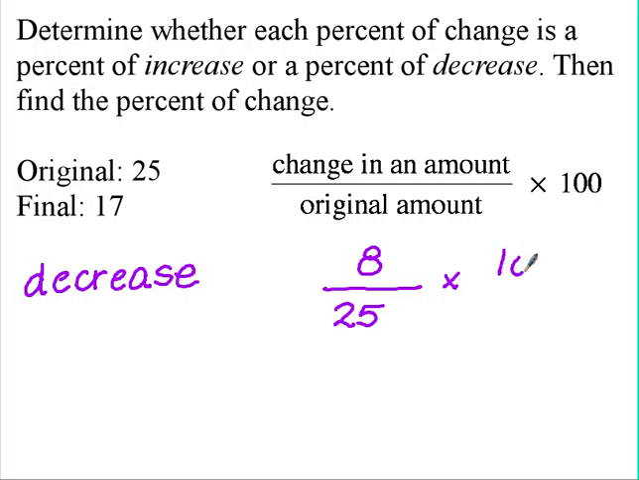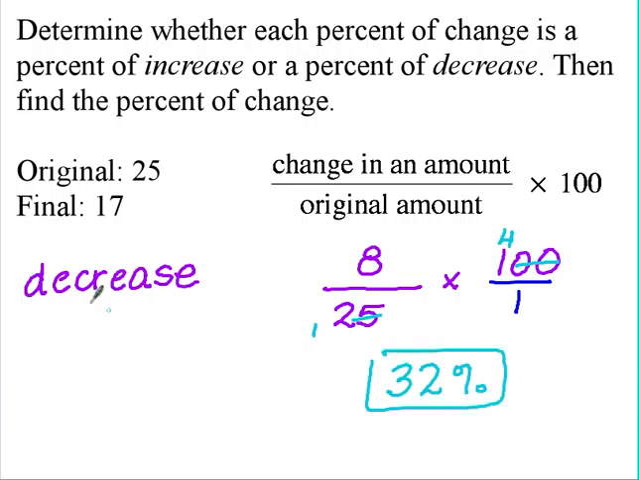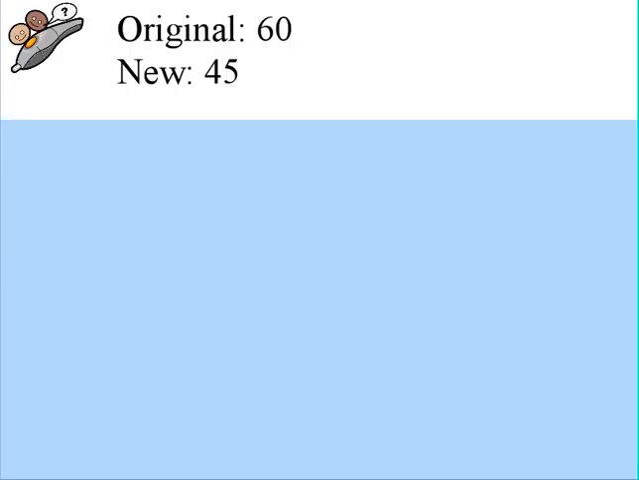Now once again, this one works out nice and neat too, because if I put 100 as a fraction, 100 over 1, I notice that I can cancel between the 25 and the 100. 1 and 4. So I'm left with what percent? 32. Now make sure you put that percent sign again. So percent of decrease, 32%. Okay, I want you to try this one for me.